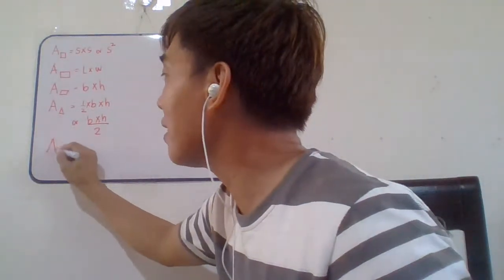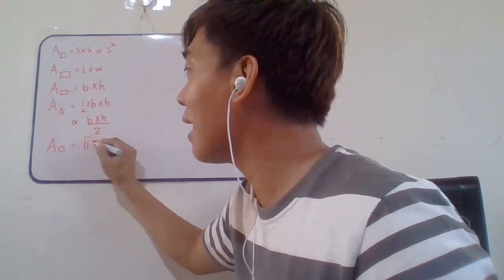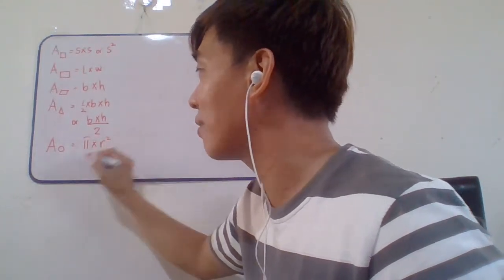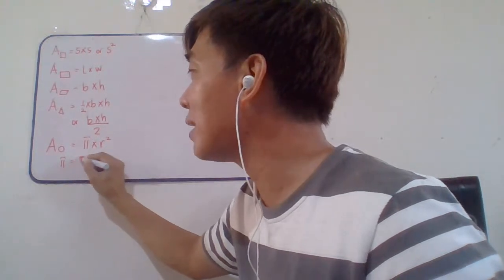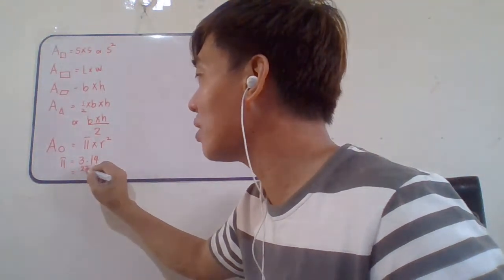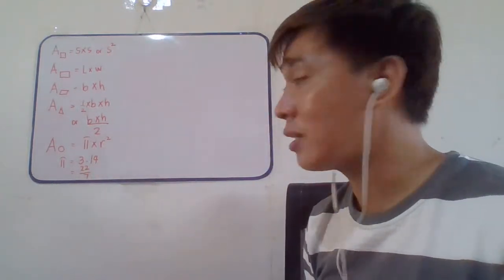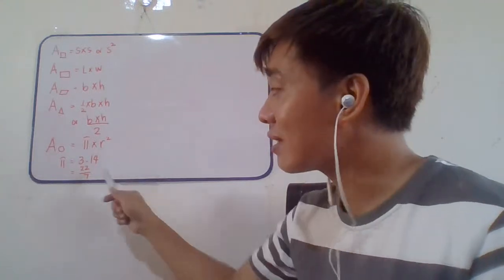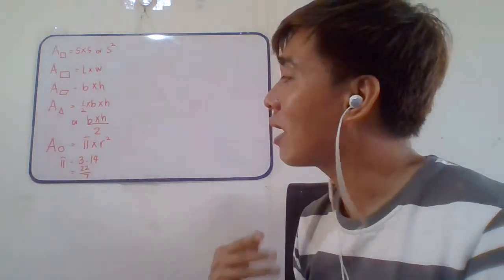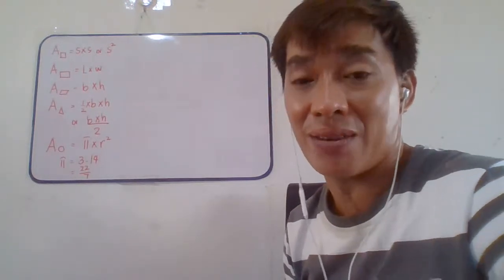And the area of the circle is equal to pi times radius squared, where pi could be equal to 3.14, or 22/7. I would also suggest that if the radius is 7 or divisible by 7, use 22 over 7 as the value of pi.